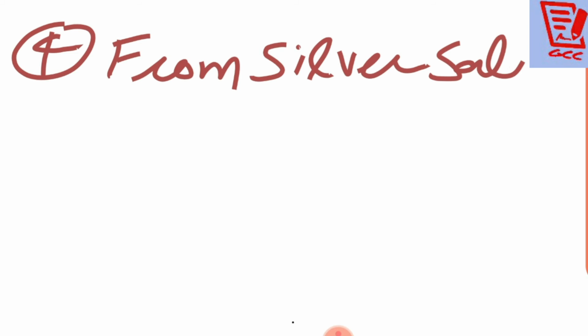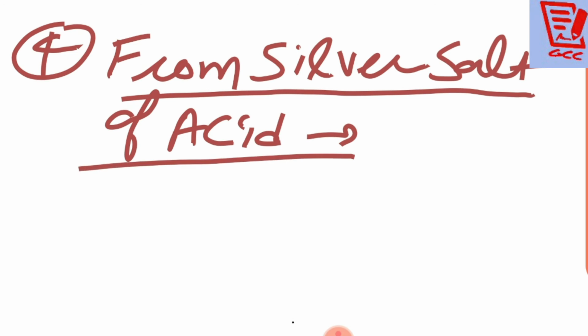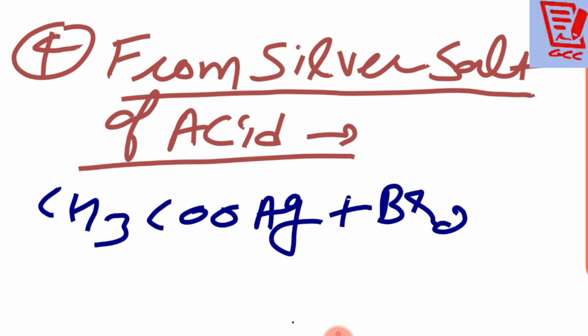Okay. Now after that, students, we have the last method of preparation, that is from the silver salt of acid. Whenever we are talking about the silver salt of acid, you please see, this is also one of the naming reactions. Suppose I am writing CH3COOAg. This is called silver salt of acid, and I am doing its reaction with Br2 in the presence of CCl4.